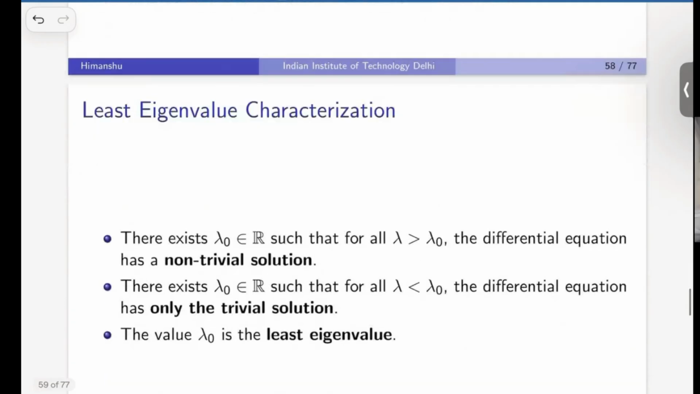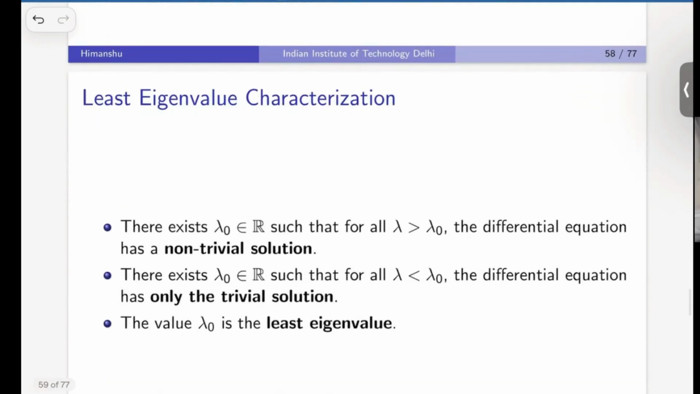Now what can we say about the least eigenvalue? There exists lambda naught belonging to R such that for all lambda greater than lambda naught, the differential equation has a non-trivial solution. And for lambda below the least eigenvalue, we don't have any solution. So we are talking about the zeros of the eigenfunctions. The eigenfunction corresponding to my least eigenvalue has no zeros, and all the eigenfunctions corresponding to the other eigenvalues have at least 1 zero.